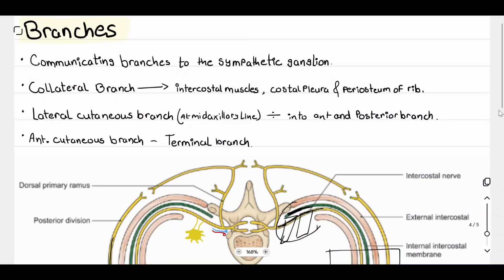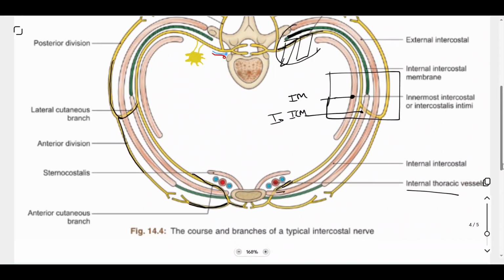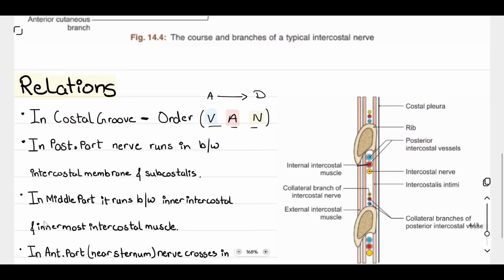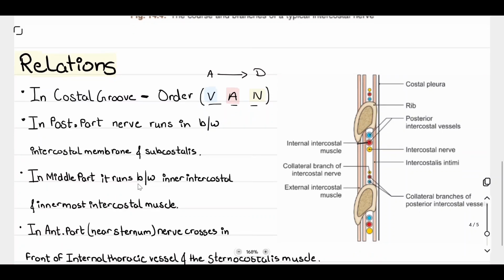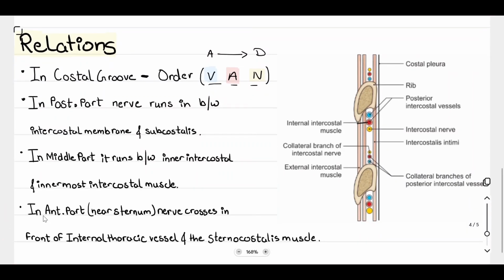Let's see what he is saying, that in the posterior part, the nerve runs between the intercostal membrane and subcostalis muscle. In the middle part, it runs between the inner intercostal and innermost intercostal muscle, as we have discussed. And in the anterior part near the sternum, the nerve crosses the front of the internal thoracic vessel and sternocostalis muscle. This we have also discussed.